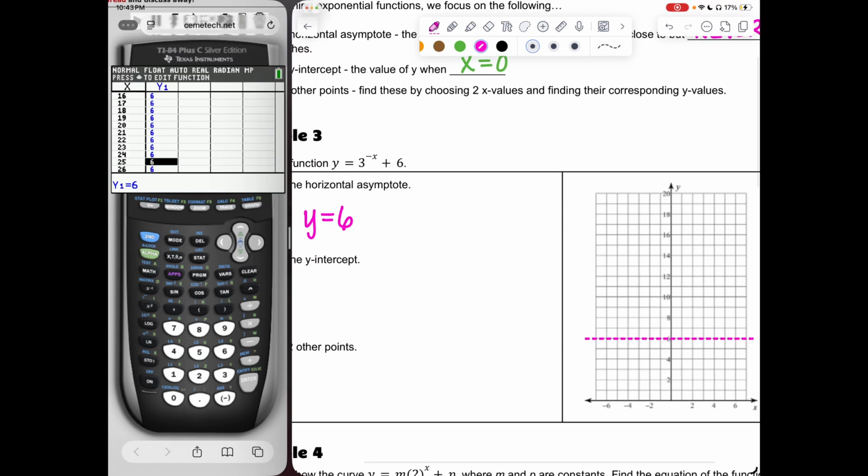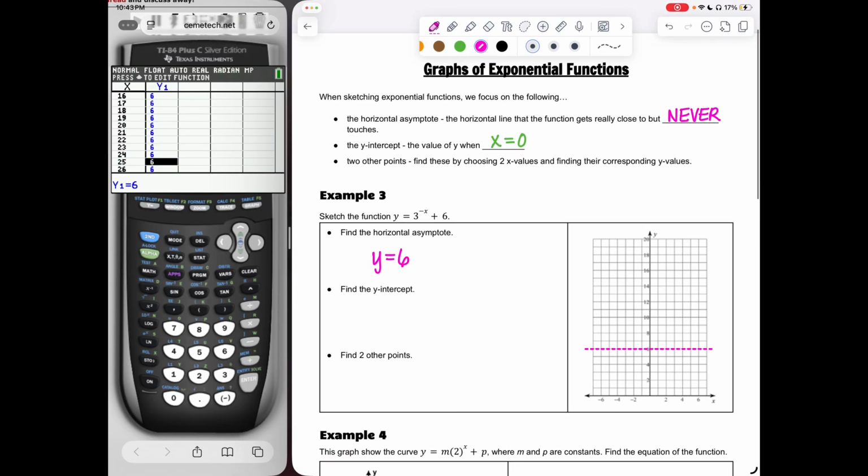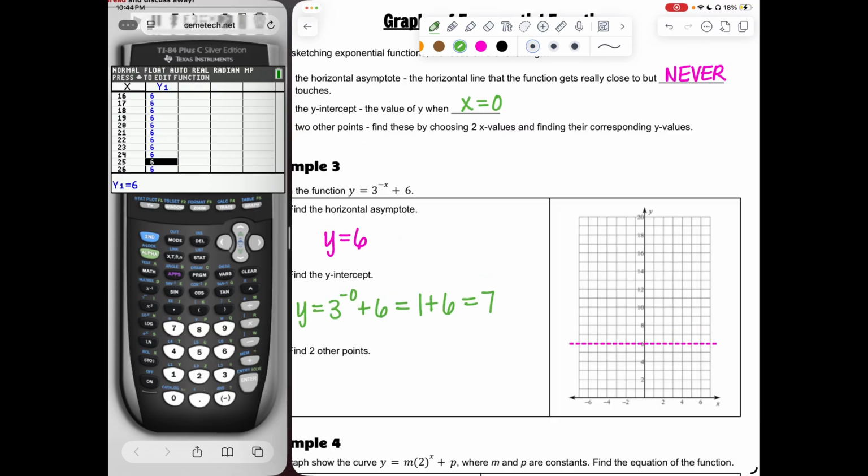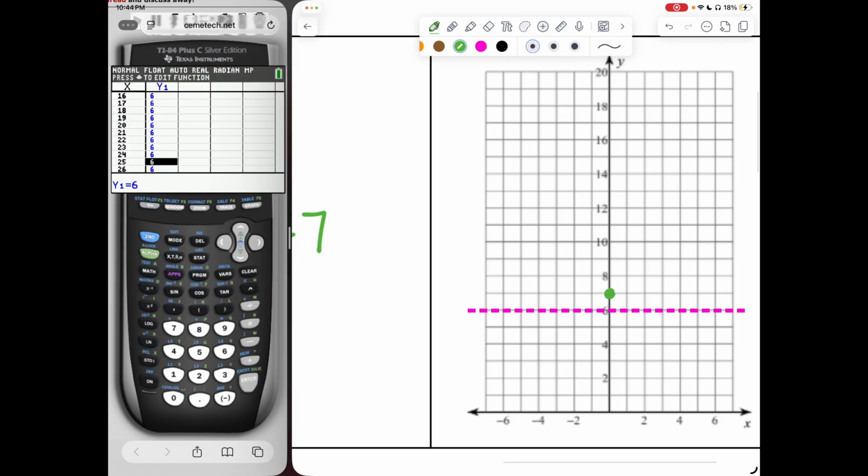All right, so now the next thing I want to do is find the y-intercept. Remember, the y-intercept is the value of y when x is 0. So all I have to do is substitute in 0 for x, and I will end up having y is equal to 3 to the power of negative 0 plus 6. We know that anything to the power of 0 is 1. So that's basically 1 plus 6, which is equal to 7. So my y-intercept is at a positive 7. If I graph it, it is going to lie here.